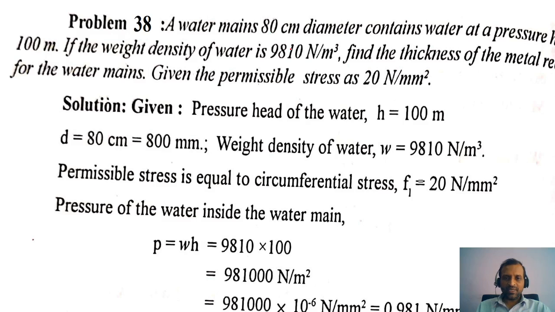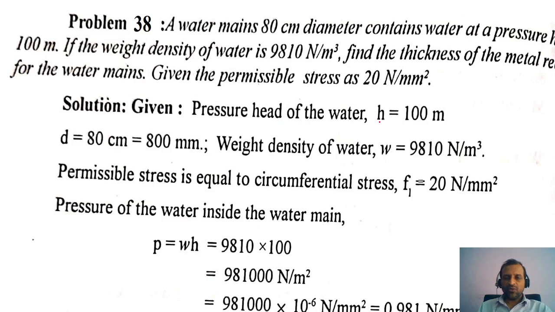Now the problem given is: a water main of 80 centimeter diameter contains water at a pressure head of 100 meter. If the weight density of water is 9810 Newton per meter cube, find the thickness of the metal required for the water main. Given the permissible stress is 20 Newton per mm square. So this was the problem. Write down what is given in the problem.